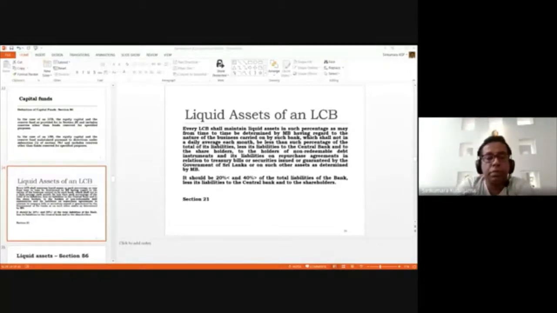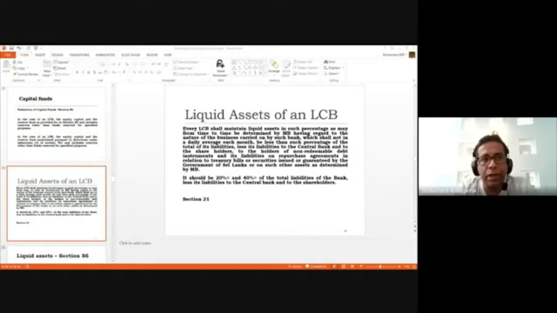So banks are required to maintain their liquid assets at certain percentages determined by the monetary board. Now, the liquid assets are determined as a percentage of their liabilities, but certain liabilities have been excluded in that calculation. We need not go into the details of that definition. But how do we connect this legal requirement to what we have discussed earlier?